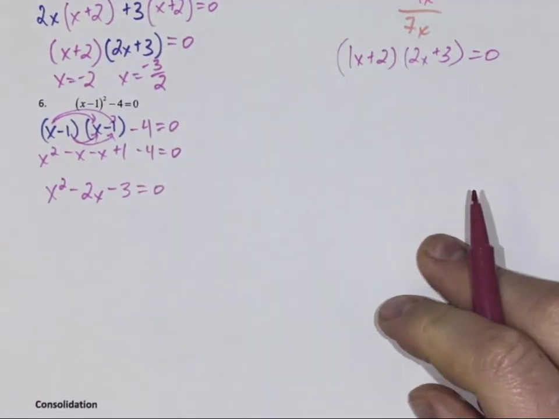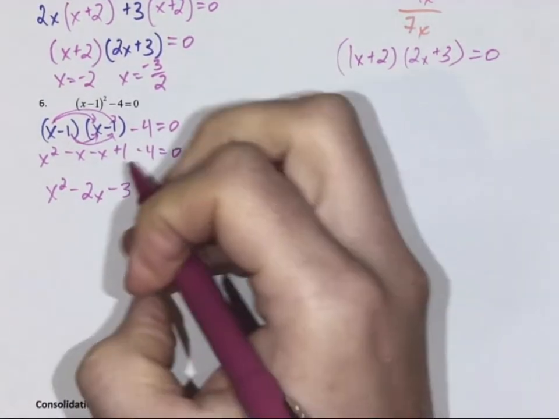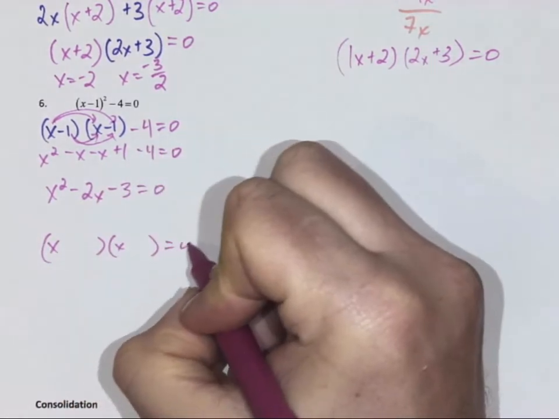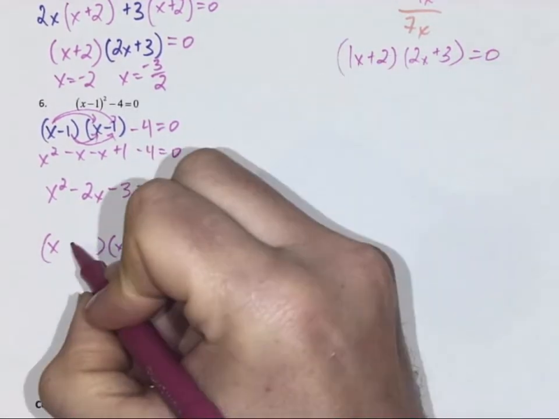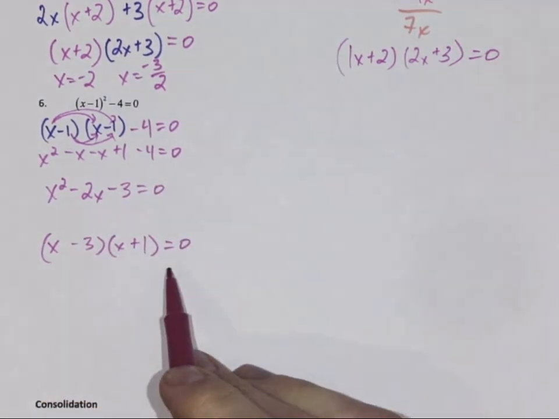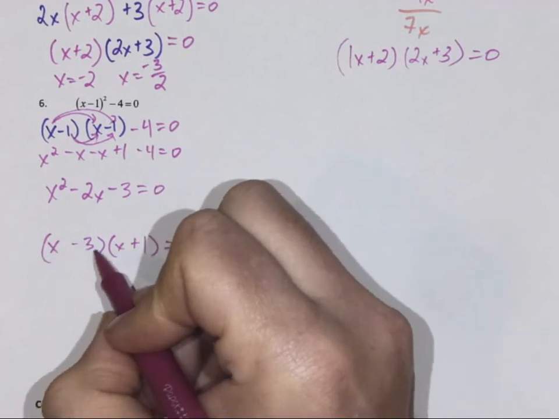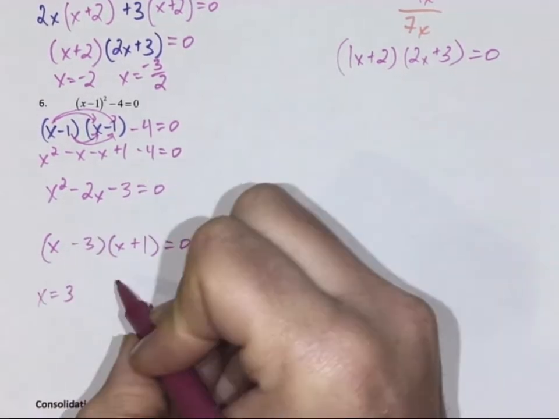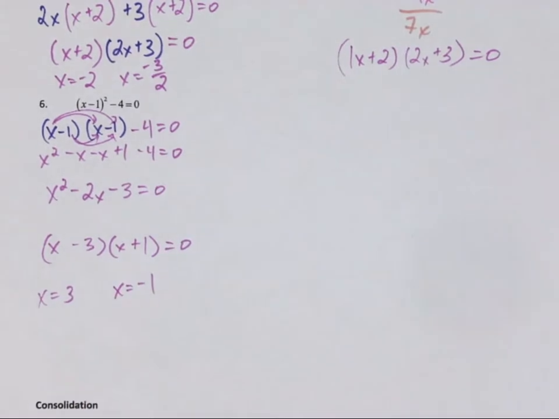Now I'm going to factor. Two numbers that multiply to negative 3 and add to negative 2. It's going to be negative 3 and positive 1. Now from there, what does x have to be to make that bracket equal 0? x is 3, and x is negative 1.